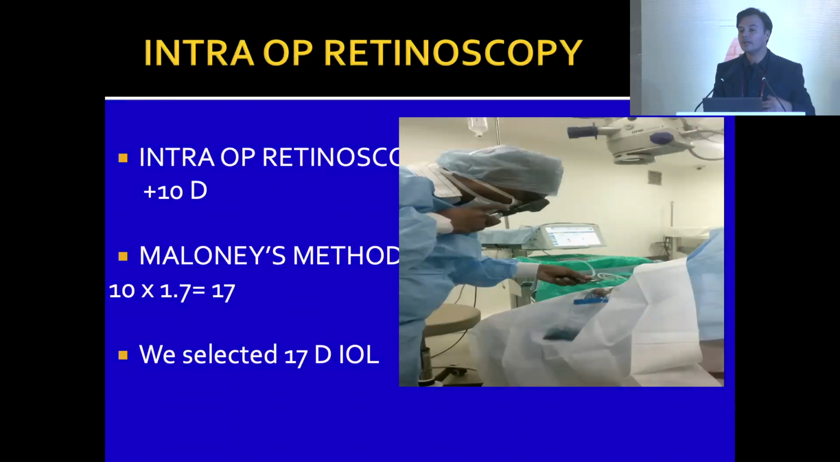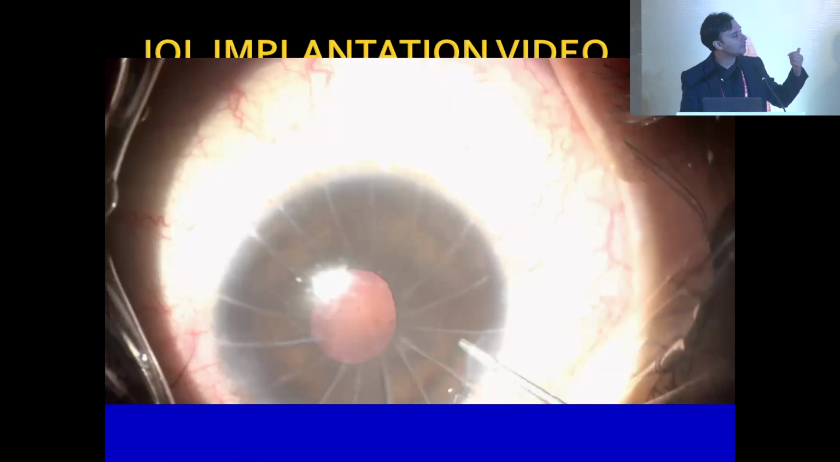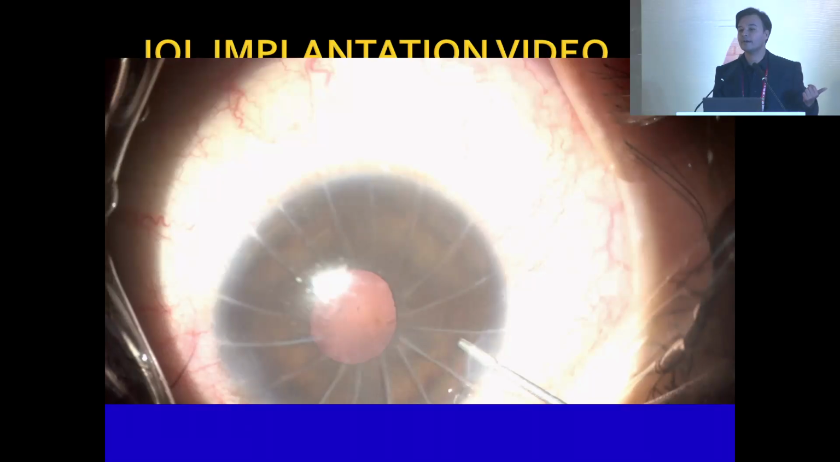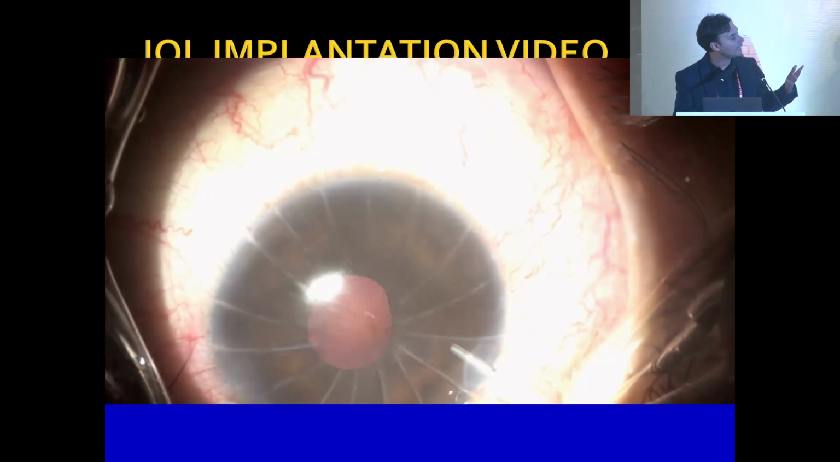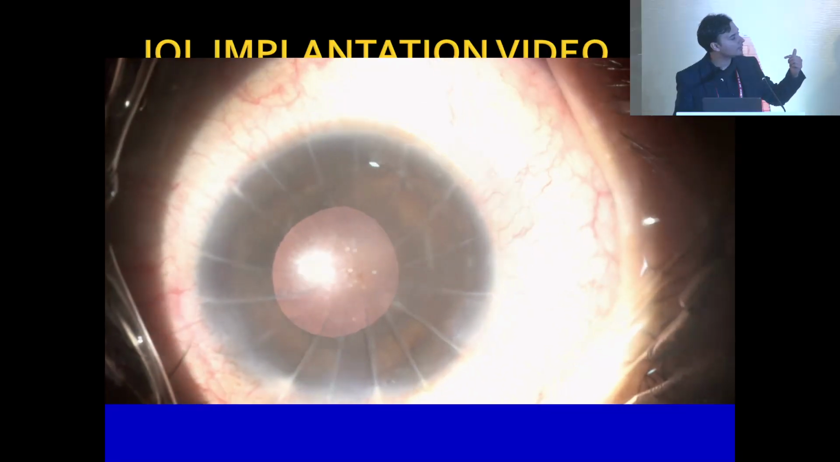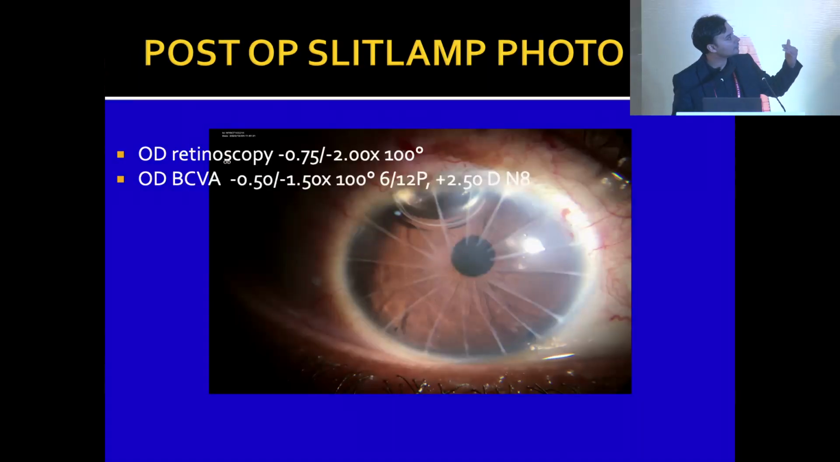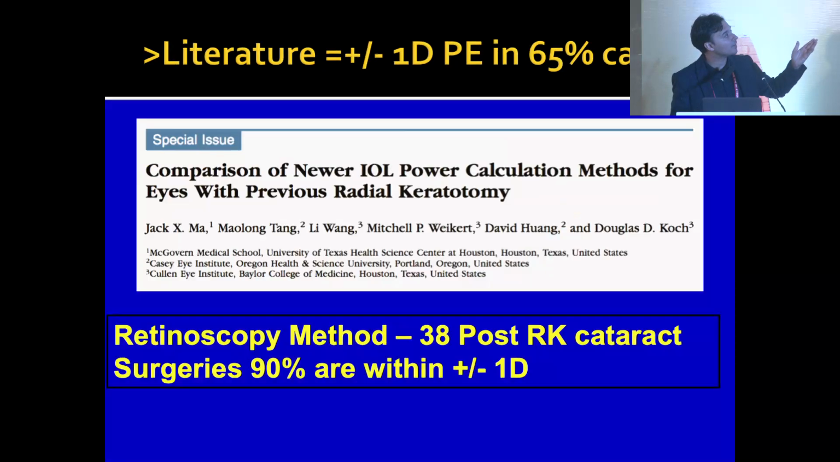But what is it that we are doing currently for these patients? We are actually doing either intraoperative or first day post-operative retinoscopy, and we are using Maloney's method of calculating by 1.7 times. And in this particular patient, we went ahead and implanted 17 diopters instead of 14 diopters, which was shown by the ASCRS formula. This is the second day that we have done, and we have implanted the lens. As you can see, the patient achieved a very, very good outcome of only 0.5 diopters.